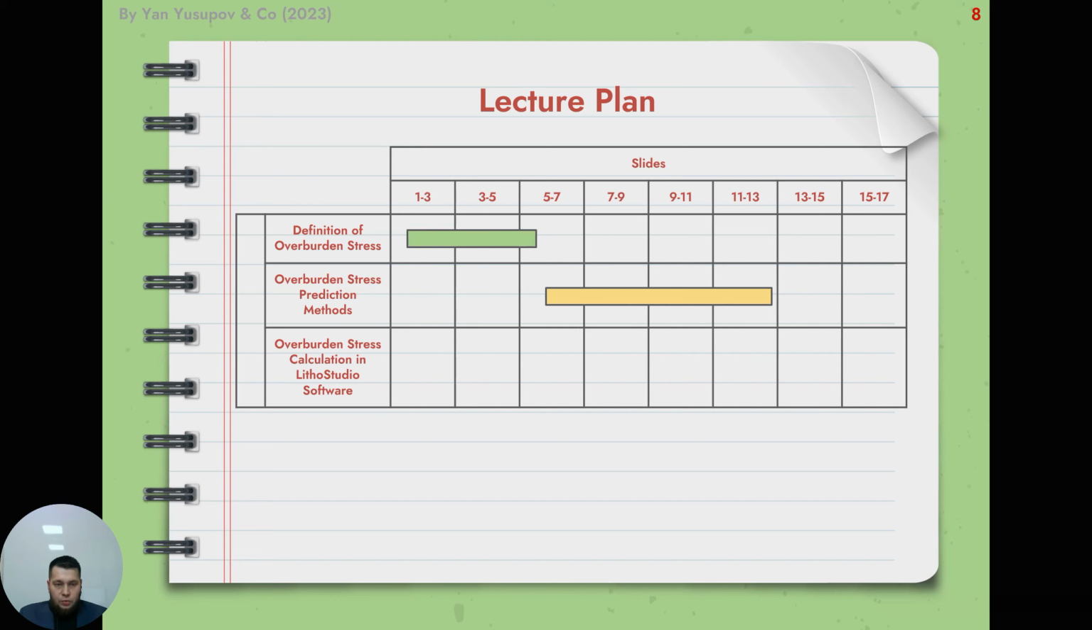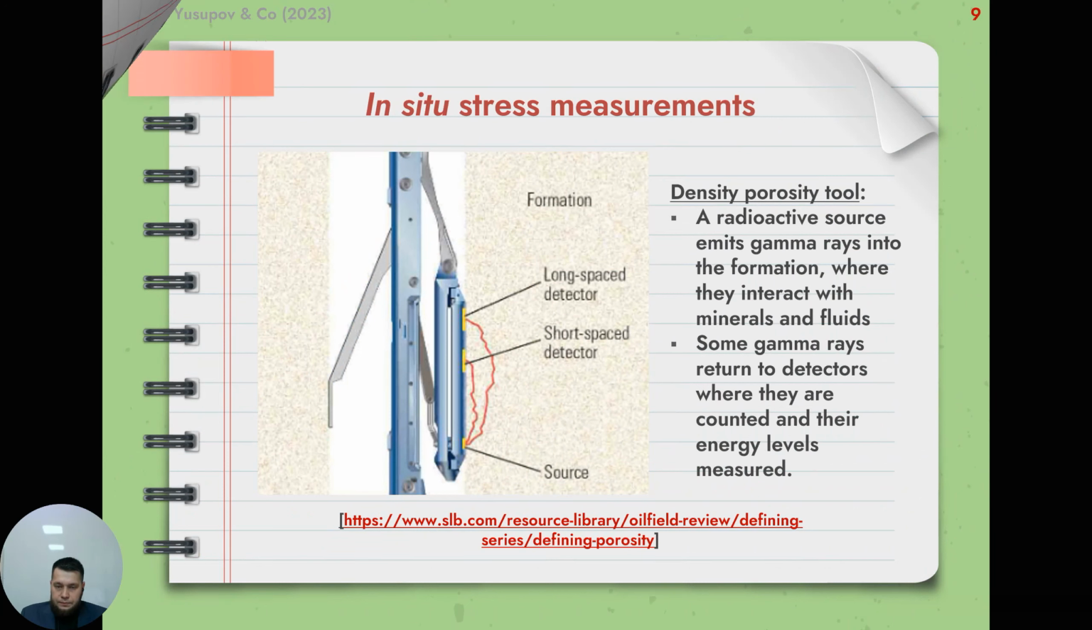Okay, let's go to topic number 2. It's called Overburden Stress Prediction Methods. On this slide you see the density porosity tool. Here, a radioactive source emits gamma rays into the formation where they interact with minerals and fluid. The gamma rays return to detectors where they are counted and their energy level measured. This is the main factor in measuring density by depth.